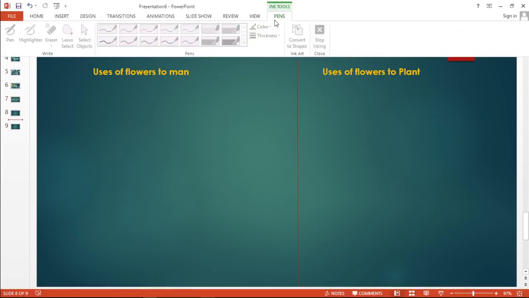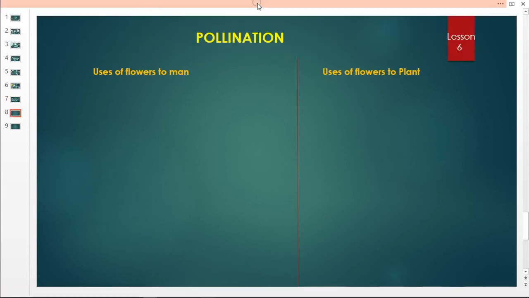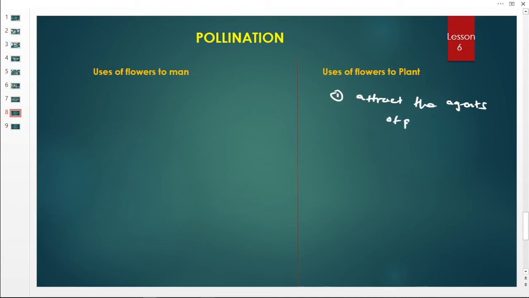So these flowers are very important to both plants and animals. Now let us look at the uses to plants. One, to plants, these flowers attract the agents of pollination. They attract the agents of what? Pollination. And two, the flowers produce fruits and seeds, of which seeds help plants to reproduce, and fruits protect the what? The seeds.